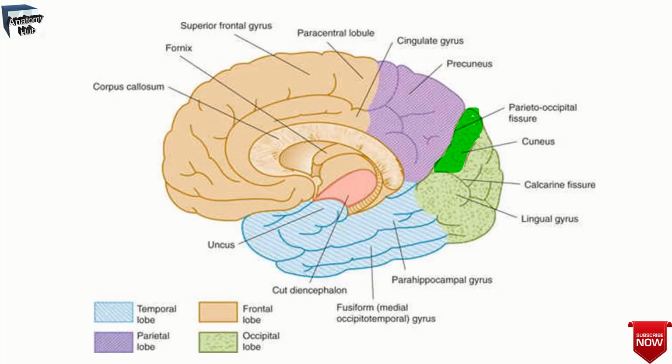Like that, here you'll find the cuneate gyrus, or simply you can say the cuneus, that is found in the medial surface of the occipital lobe, separated by the calcarine fissure that you can find over here, borders the primary visual cortex.